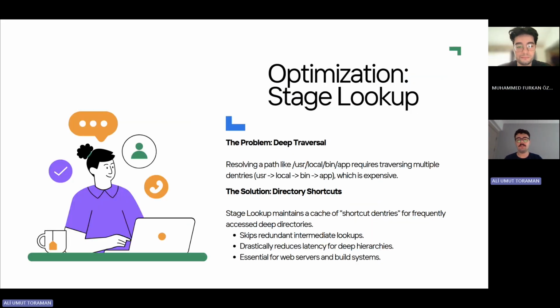Thanks, Furkan. So how do you fix this? The first target is path lookup. Usually, to open a deep file path, the system has to check every single folder in the chain. This is inefficient. The solution is stage lookup or directory shortcuts. By creating a cached shortcut directly to frequently accessed deep directories, we can skip the intermediate steps entirely. This drastically lowers latency for web servers and complex applications.